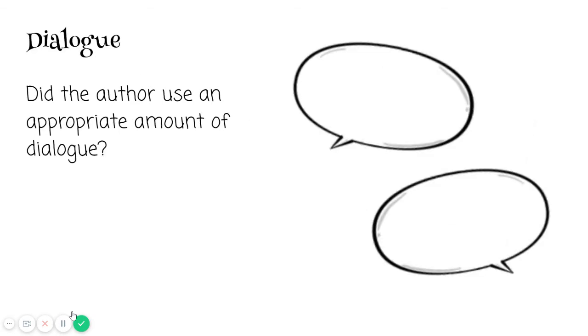Dialogue. Dialogue is super tricky. Dialogue is when two or more people are speaking to one another. So did the author use an appropriate amount of dialogue? Usually a narrative is told in first person, which means it's from one person's point of view. So the dialogue is when that person is speaking to another person.